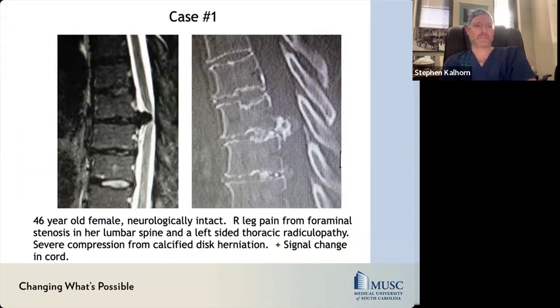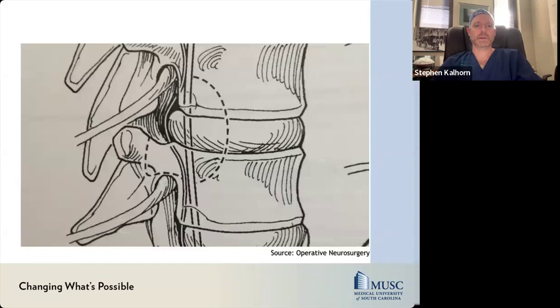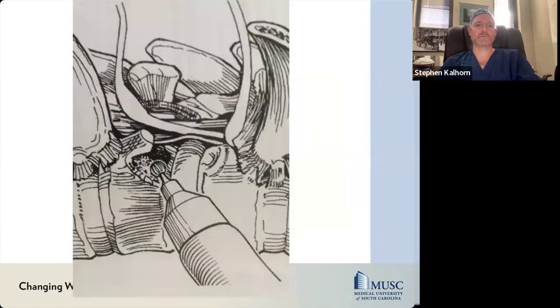So this is a case of a 46-year-old lady who is neurologically intact and had a thoracic radiculopathy with severe cord compression. She had signal change in her spinal cord on the MRI scan, and she was reporting some gait imbalance. So we thought this was obviously big enough to be causing her problems. We offered her surgery, and so we did it that way. This is the bone that we removed as we described.